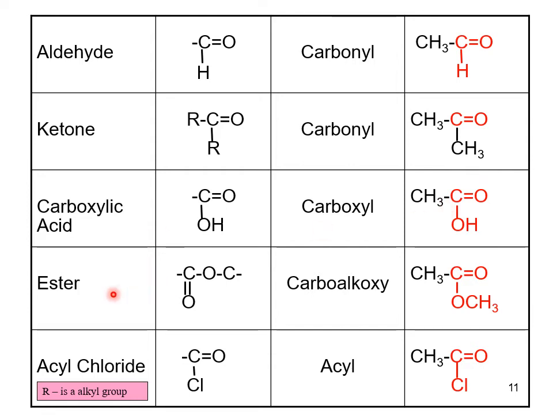Next, ester. The class of compound ester has the functional group structure C double bond O, COC. The name is carboalkoxy. So we need to circle the C double bond O, COC. Acyl chloride, C double bond O, Cl. Please be careful, because COC without double bond, we call it alkoxy. When there is a double bond, it becomes carboalkoxy.